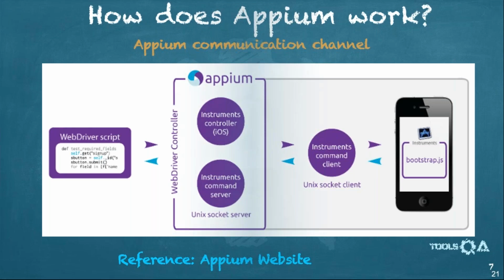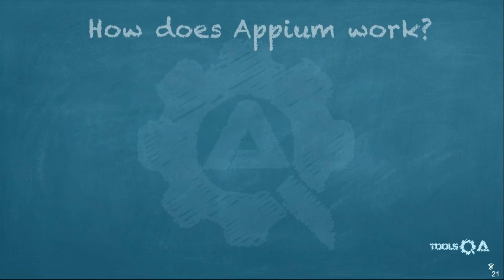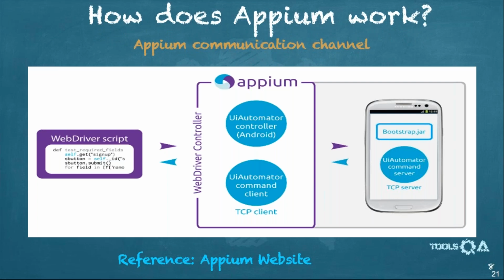With respect to Android, we have a similar setup. Again, we have the WebDriver controller. Here we have UI Automator, and that talks to the device, right? So this is the Appium internal structure that I wanted to show here.